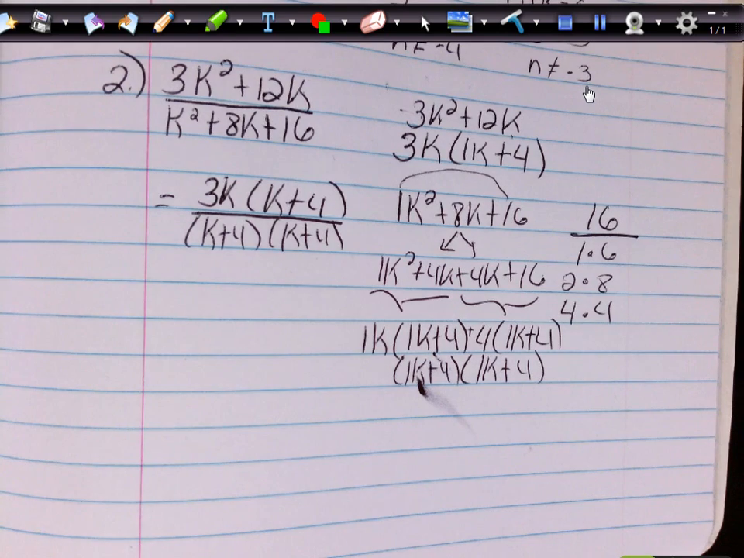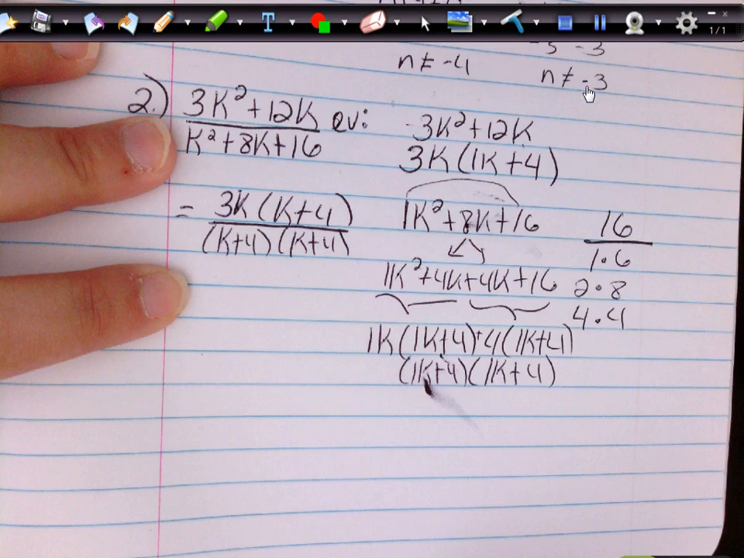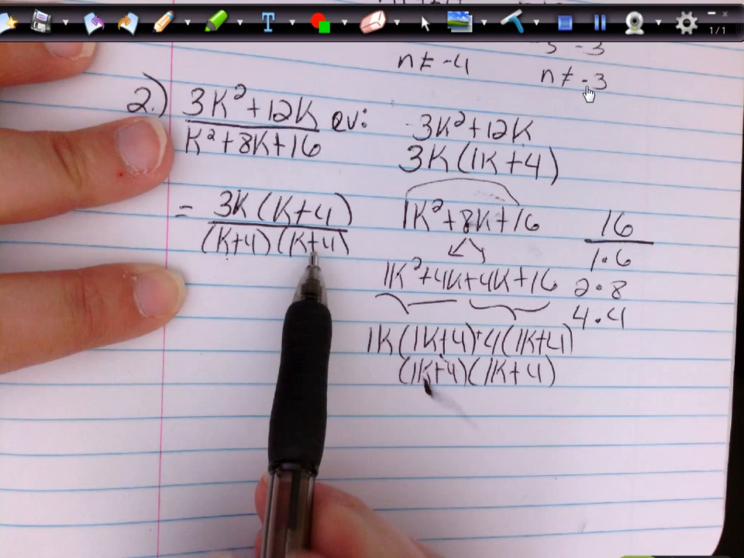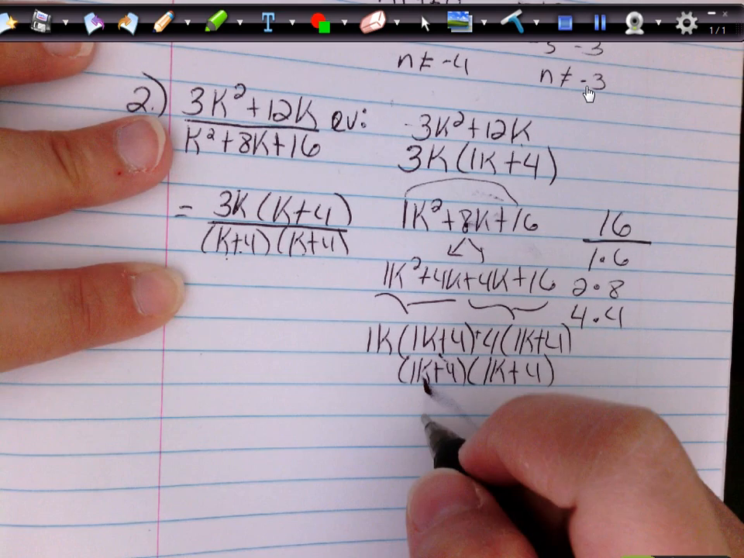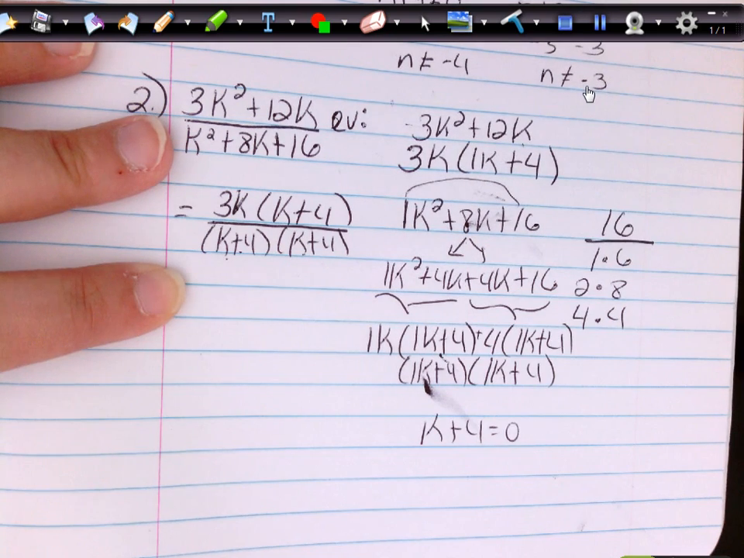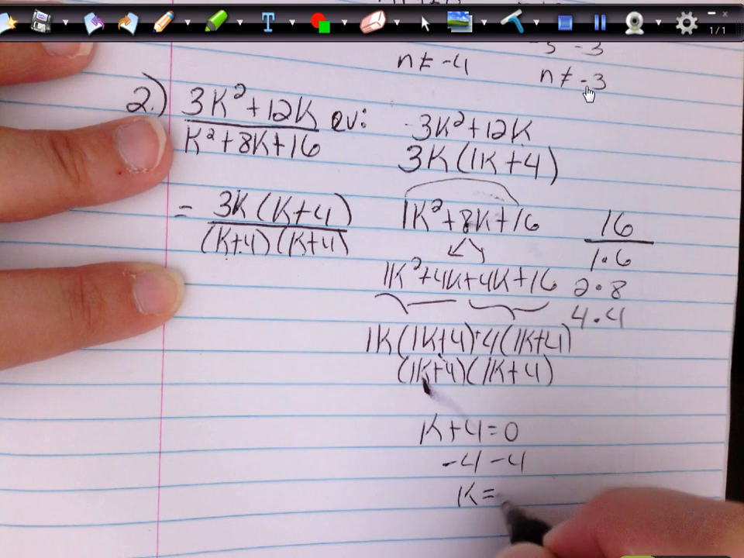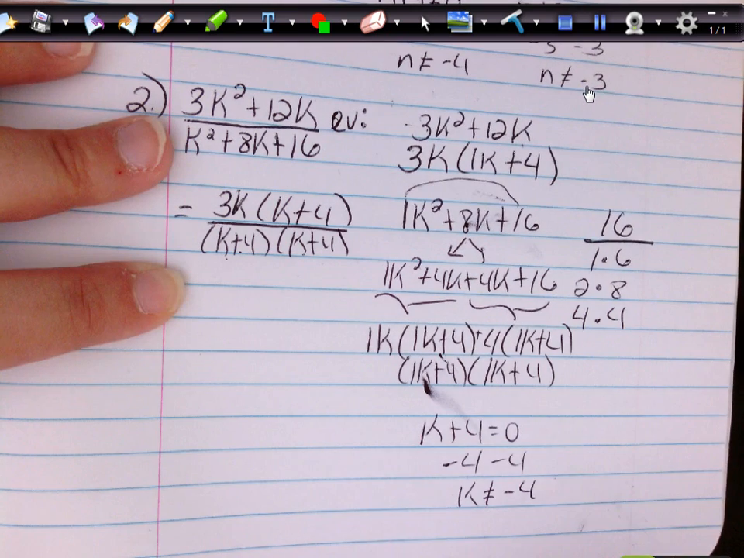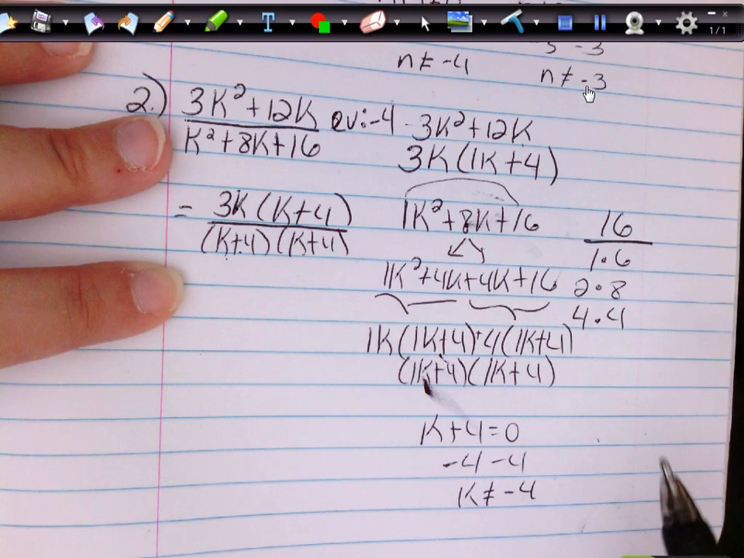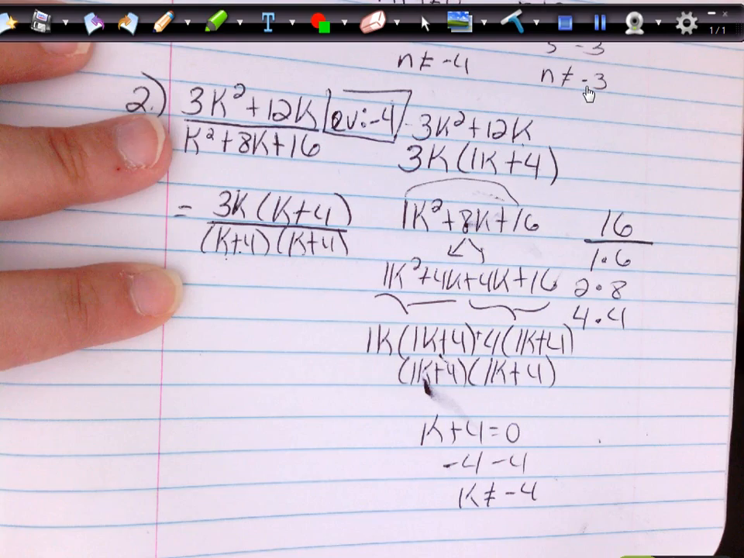Now, once I get everything factored, I'm going to stop and look for those excluded values. I'm going to look at only the denominator, because I'm only worried about the denominator being 0. Since these are exactly the same, I only actually have to find one excluded value. So I'm going to say k plus 4 equals 0. I need to figure out what's going to make that 0. Subtract the 4, and k is not allowed to be negative 4. So my excluded value is just negative 4 here. The reason being, if I said k plus 4 equals 0 again, I'm still going to get negative 4. So my one excluded value is negative 4.